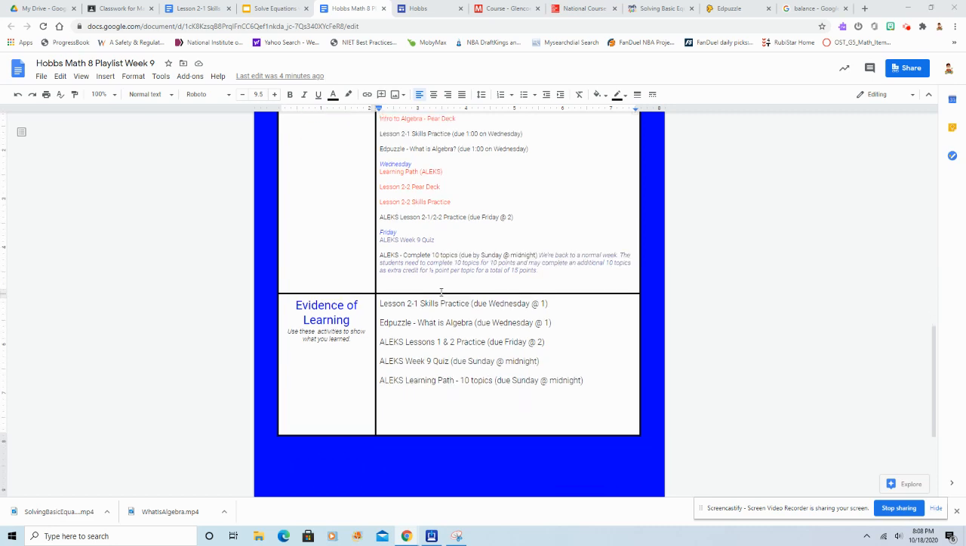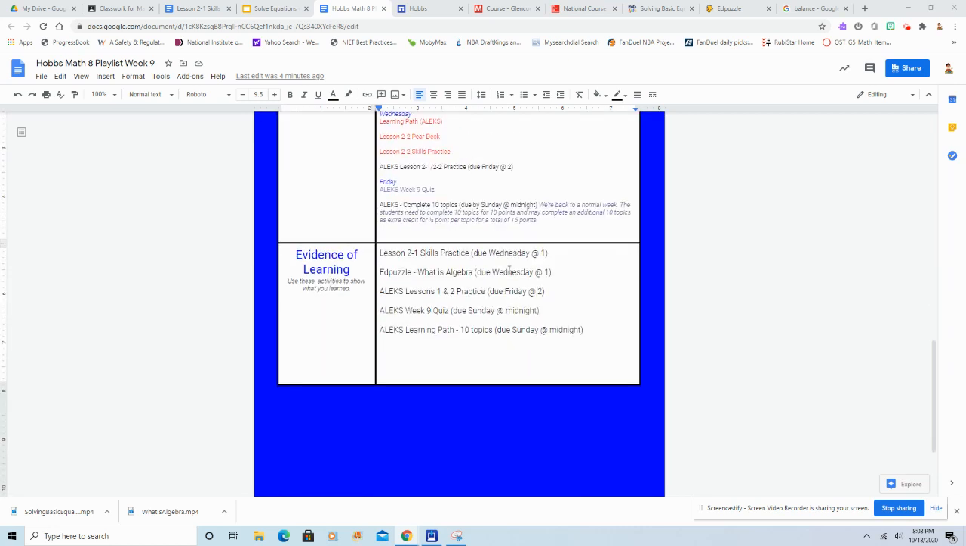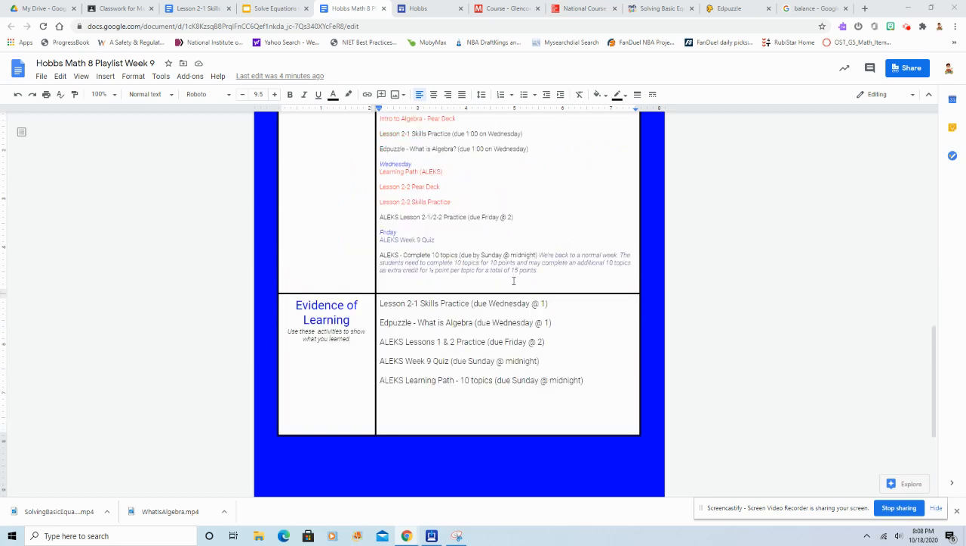Also, this week is in the grading period, so there's no extensions on anything. If it's not done by Sunday at midnight, it's not done. So it would be best if they got everything done they could.